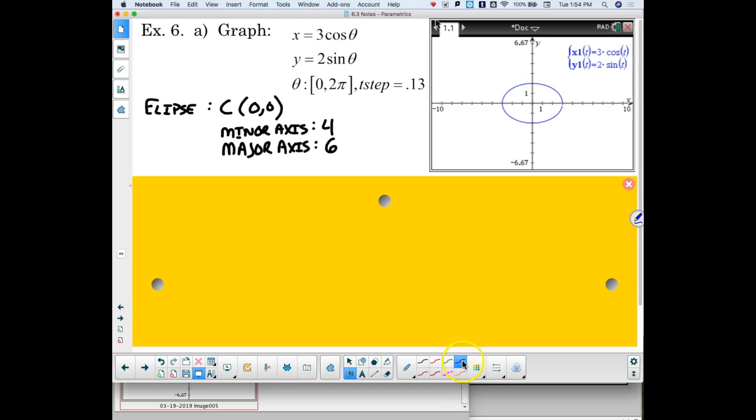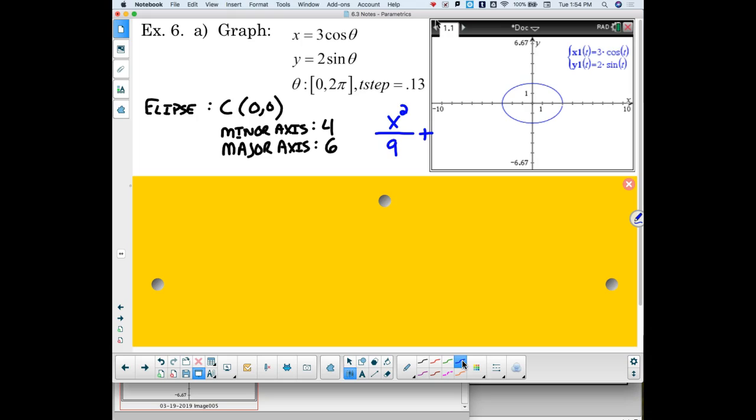Yeah, x minus h squared. X minus what? H squared. So what's h then? 0. So I could just say x squared? Yeah. Okay, love it so far. Over what? But what's a? No. 3. Just x squared over 9? Plus. Okay. Ellipses were pluses.